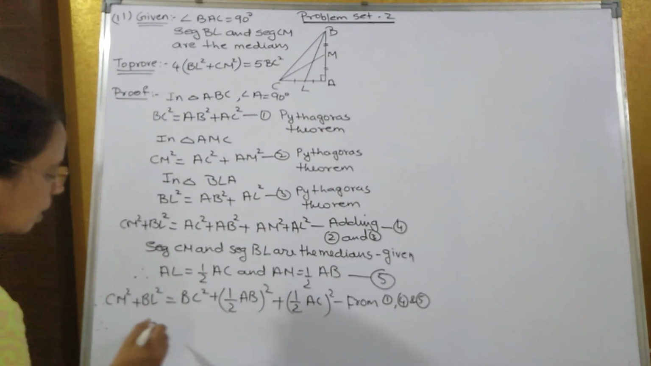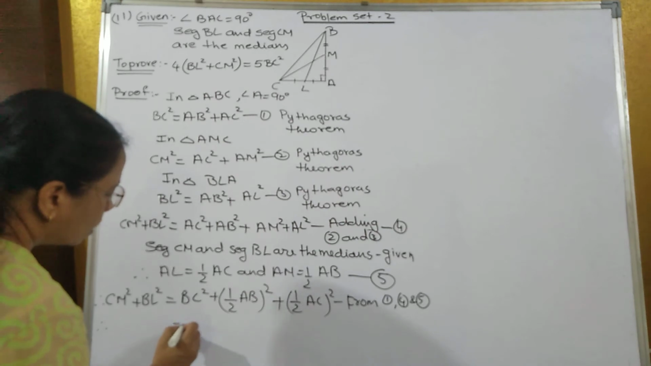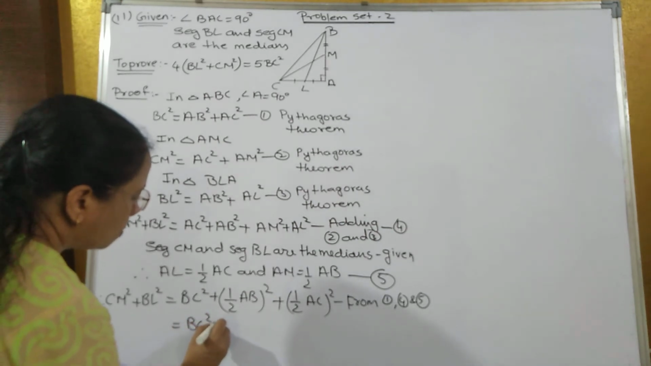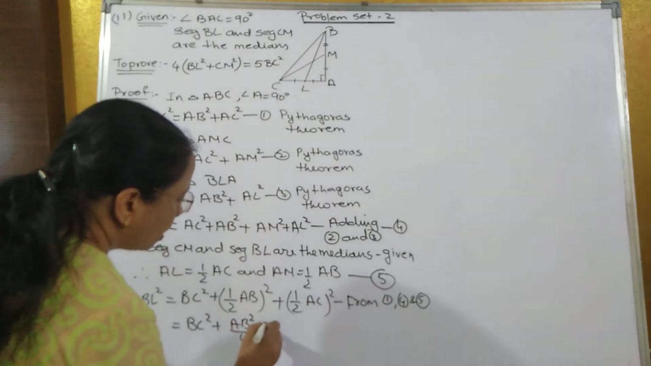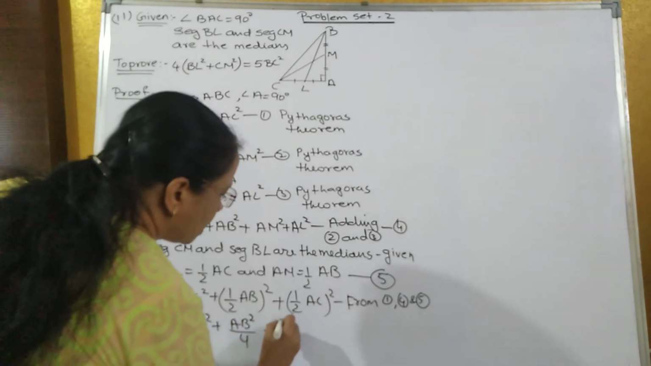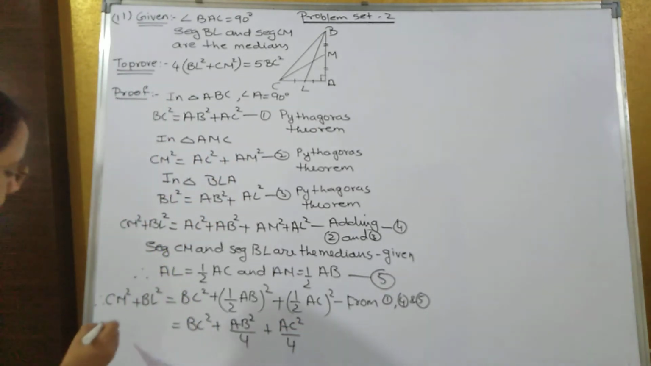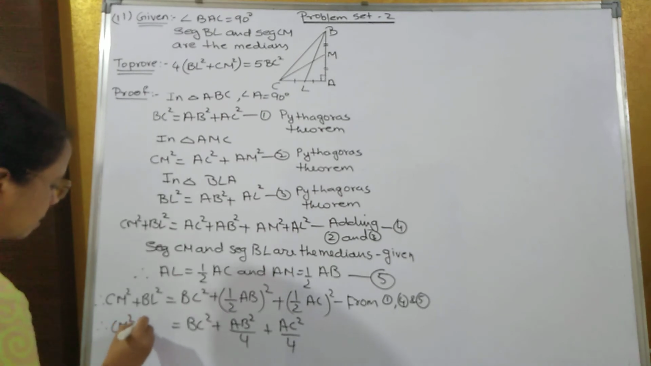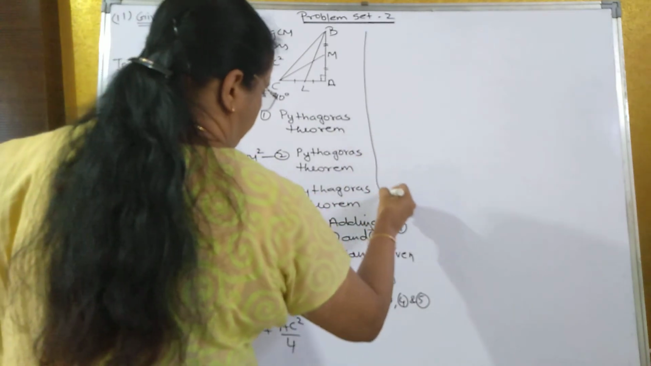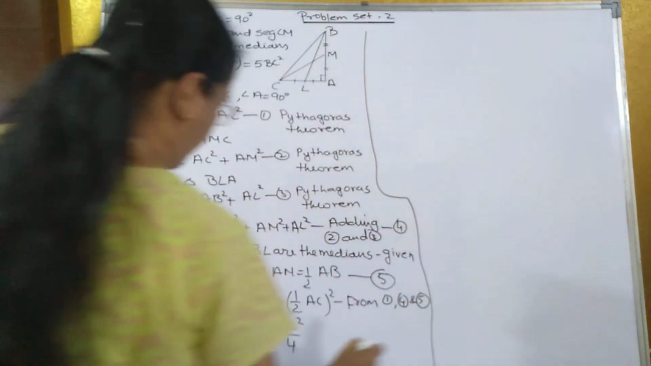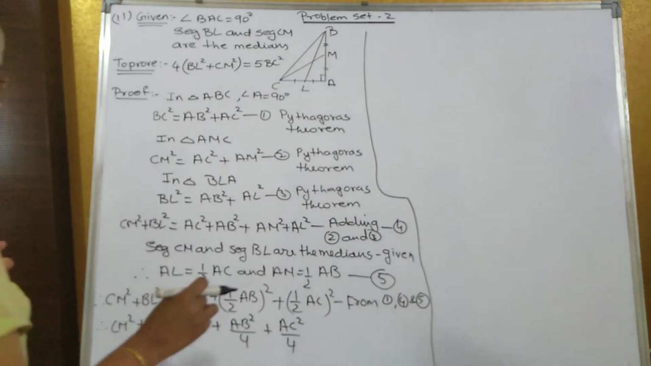Therefore, CM square plus BL square is equal to BC square plus, when you take the square, you will get AB square upon 4 plus AC square upon 4. That is CM square plus BL square. Now the denominator is the same, so we will take them together. So what will you get?